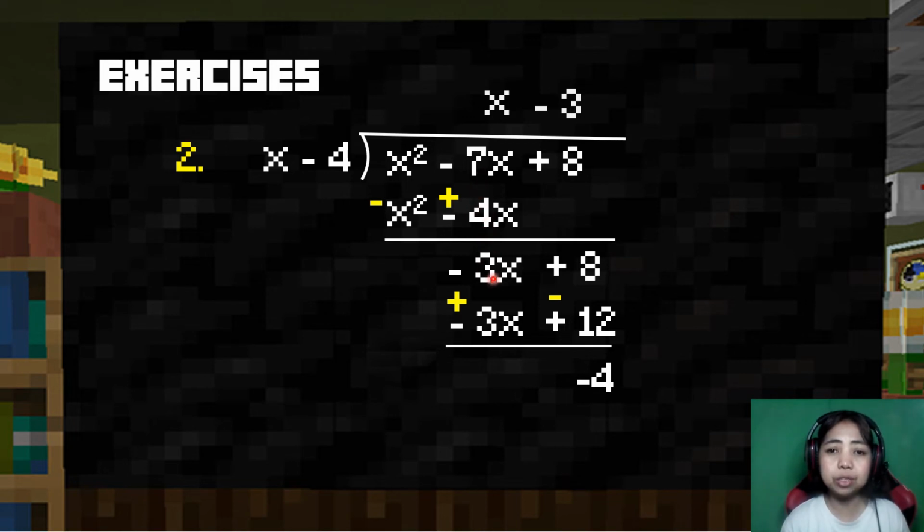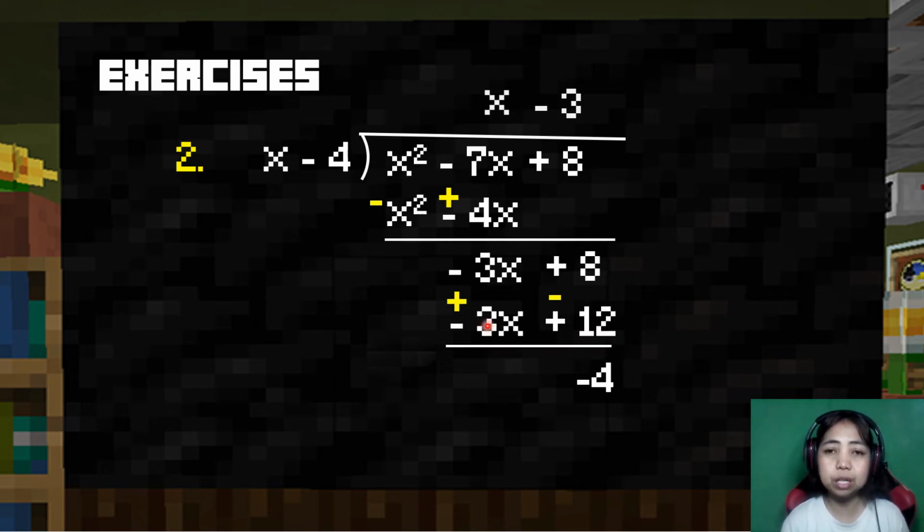7 minus 4 is 3. Kopyahin lang natin yung variable na x. Pero, mas malaki yung 7, negative yung 7, kaya negative 3x dapat. And then, we bring down positive 8. I-check na natin yung iba pang terms kung tama. So, we have negative 3x divided by x. Cancel na yung x. Matitira na lang ay negative 3. And then, we multiply. Negative 3 times x, it's negative 3x. And then, negative 3 times negative 4, that's positive 12. Okay? Next step is to subtract. Wala na tayong mabibring down na remaining terms.